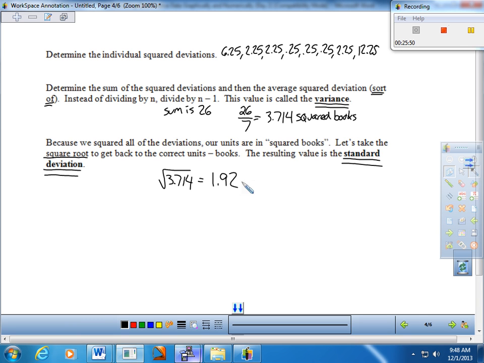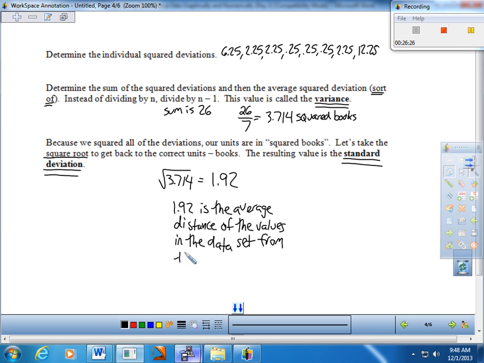And so what that means is, and I'm going to write this down below right here just so we can get this all together, and then we'll move on. 1.92 is the average distance of the values in our data set from that mean of ours. That's the way to talk about spread, and we'll do a lot of work with standard deviation. So just want to be clear on what standard deviation represents.